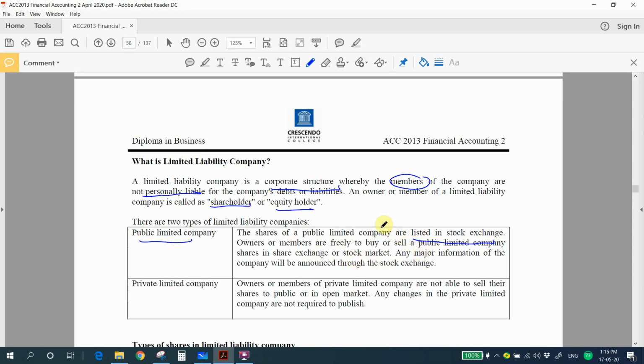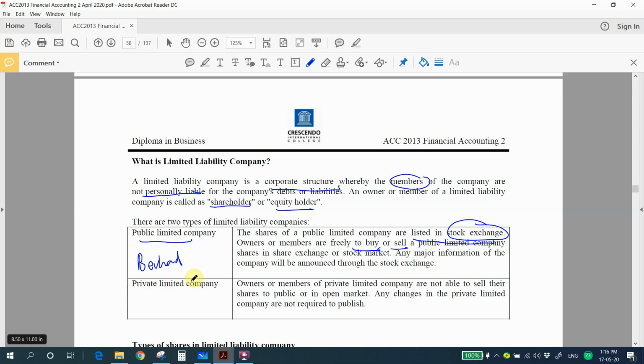So what are examples of public limited companies in Malaysia? Like Maybank, CIMB, Petronas, those are companies listed in Malaysia. So if you want to buy the shares of a listed company, how do you do it? You buy through the stock exchange. At the same time, you can freely buy or sell without any restriction. So in Malaysia, normally for a public listed company, we use Berhad.